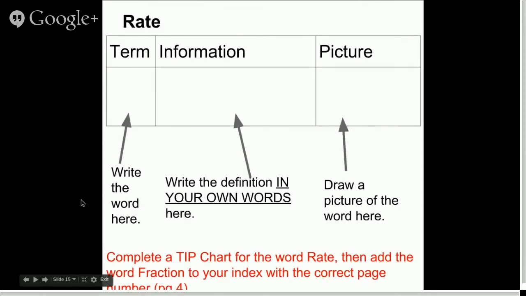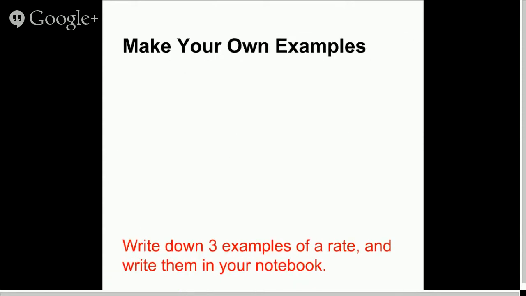Go ahead and write down your own examples of rate in your tip chart here. So go ahead and come up with your definition of rate. Go ahead and pause it. All right. Now make sure to write the word rate in your index with the correct page number. All right, last thing. Write down your own 3 examples of a rate.